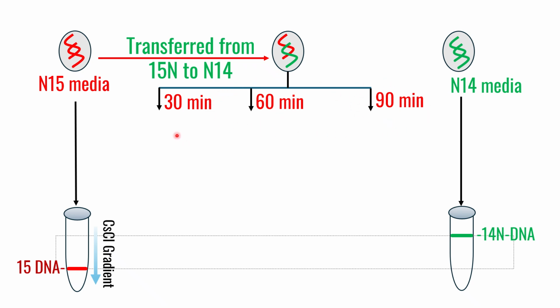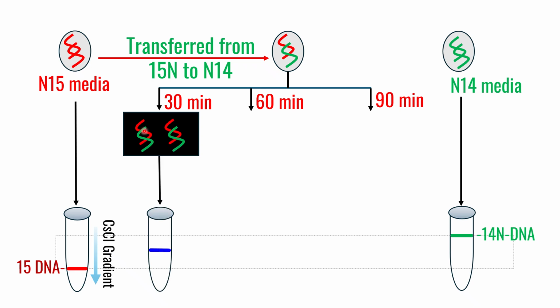When DNA was isolated from first generation bacteria, only one band corresponding to the medium density was obtained, rejecting the conservative mode of replication. However, both possibilities are there. Both semi-conservative and dispersive replication can produce this medium density band.